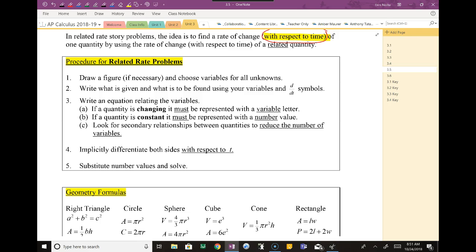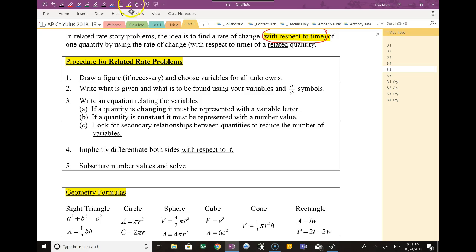Step 2 says write what is given and what is to be found using the variables. So if we're looking for a dr/dt, or whatever, start by writing down all the pieces that you've been given. Then we're going to write an equation. It says if the quantity is changing, it must be represented as a variable.